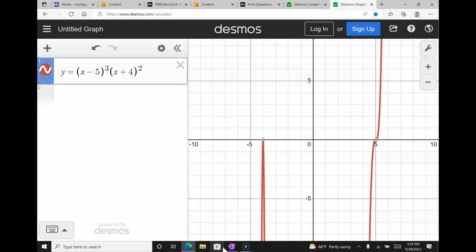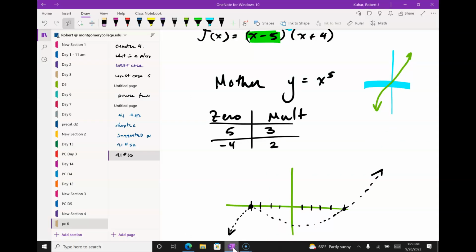So when I'm doing stuff by hand, I just want you to be able to show me that it would bounce or go through, right? And it looks like the mother function. Starts low, comes up, and ends high. And then what happens in the middle, we're going to let the zeros tell us.